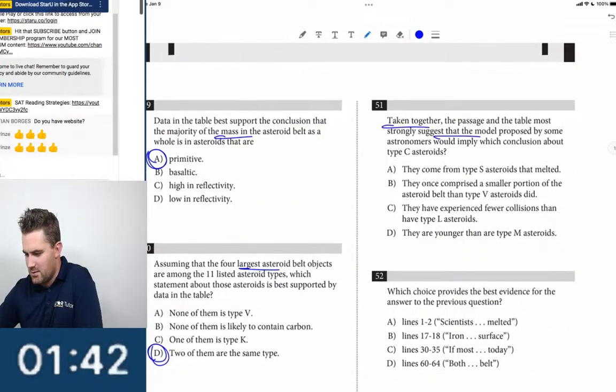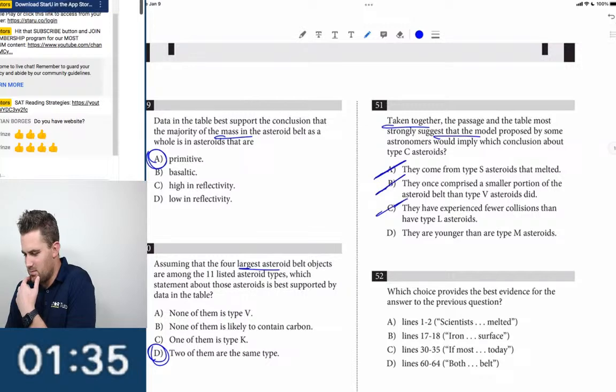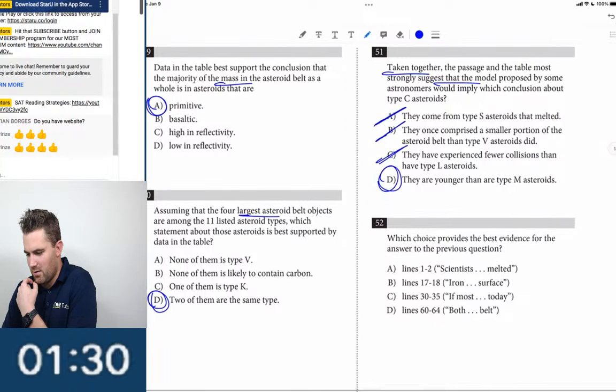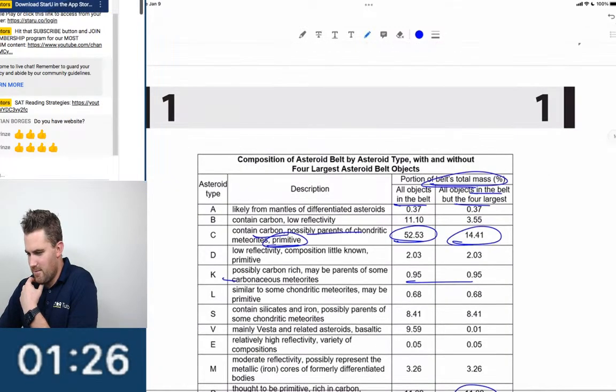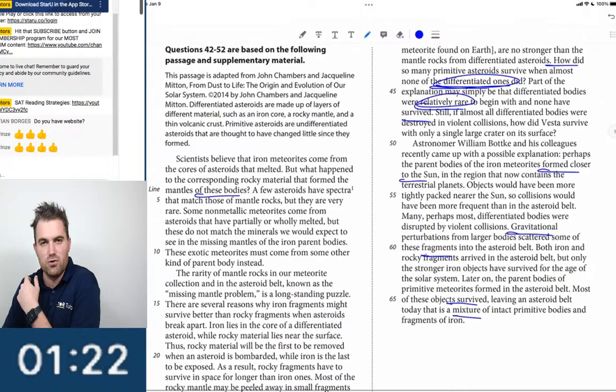The ones comprise a smaller portion of the asteroid belt than type V. No, it's definitely not these two. They've experienced fewer collisions than have. No, these are all primitive, right? So it's got to be D. I don't even know if that's true, but it's got to be D by default because they haven't melted off, right? This is a significant portion and they're primitive. So if you remember that from the passage, we'll talk about it at the end.